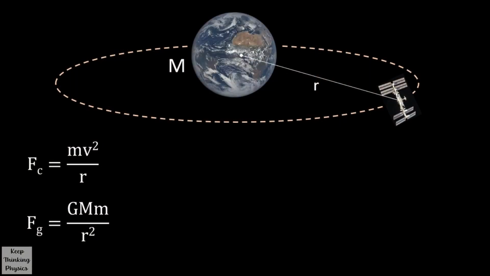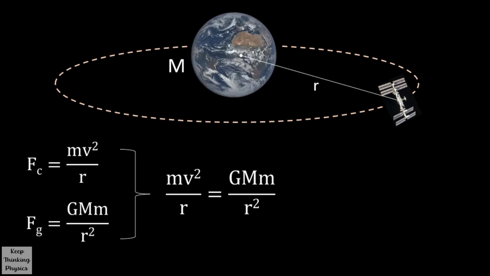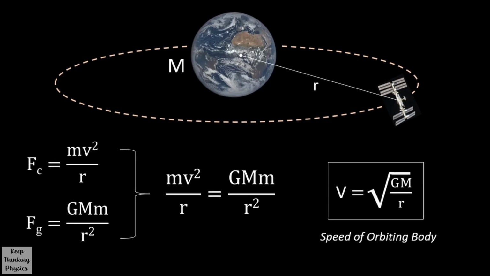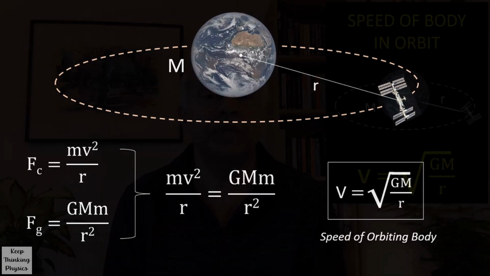Now, the centripetal force must be the same as the gravitational force from Newton's universal law of gravitation, because otherwise the ISS would not stay in a stable circular orbit. Hence, we can write these two equations of force as being equal. And from this, we can then derive an expression for the speed, v, of the ISS.